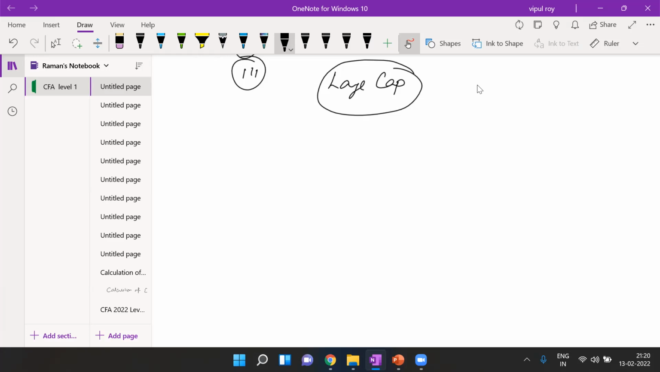It should not happen like this: a fund having a market cap of, let's say, 100 crores, and another fund having a market cap of 50 crore. You cannot assign the same weightage to both these funds, right? So the moment you are creating a composite, a particular weightage has to be assigned to every asset.